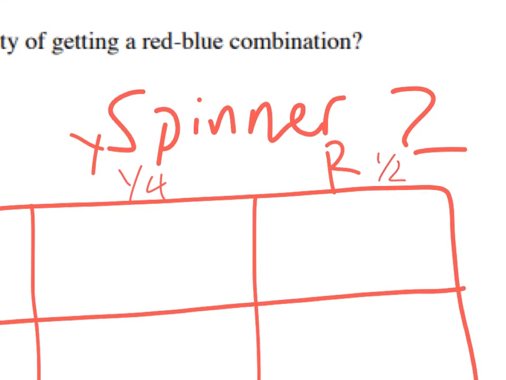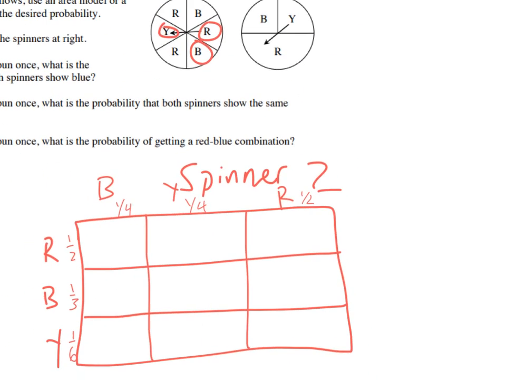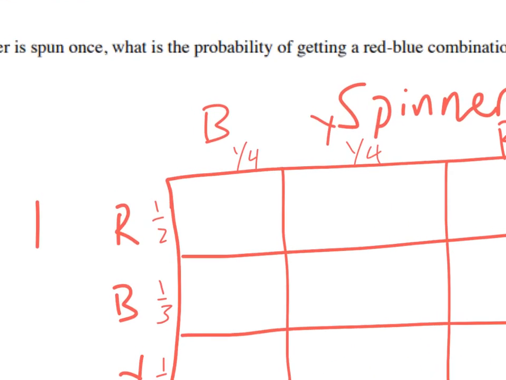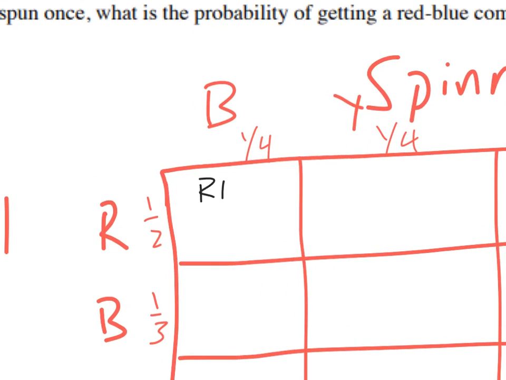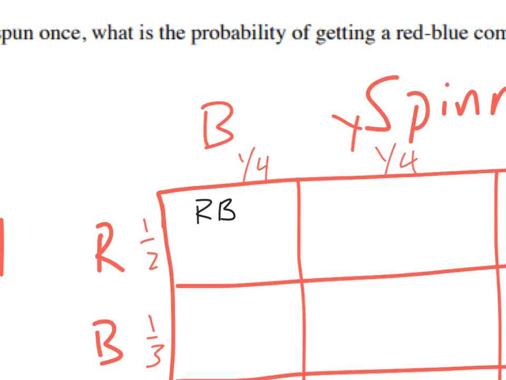Now, as a brief reminder, in order to fill out the probabilities for getting, for example, in this box right here of being red, blue, that would be 1/2 times 1/4.